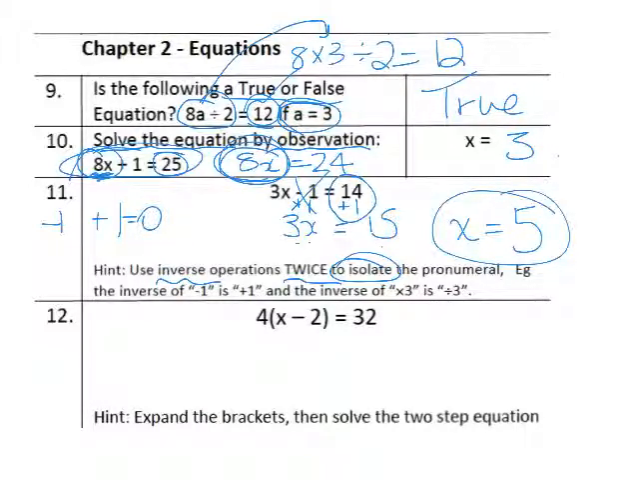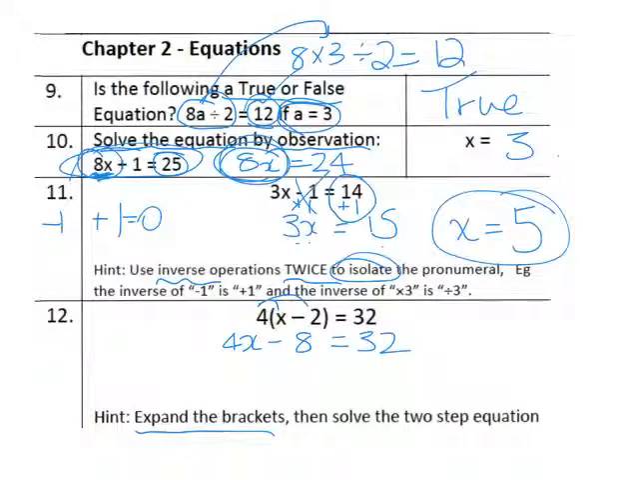Now before I do question 12, I'm going to look at it and it says expand the brackets first. 4 times x is 4x. 4 times 2 equals 8 with a minus in between, and that has to equal 32. And now pause it there and see if you can find the x or solve the rest of the equation.